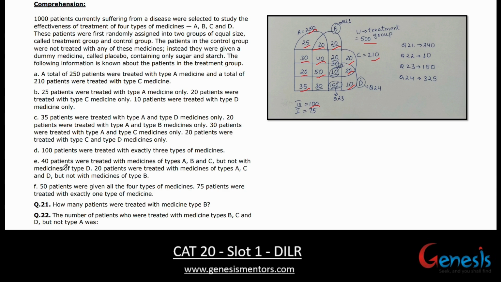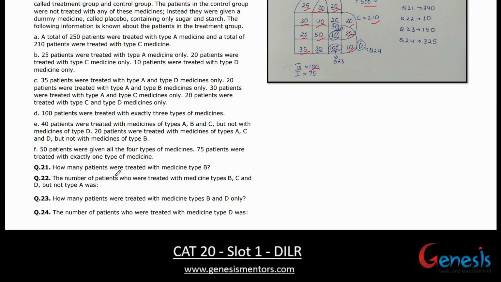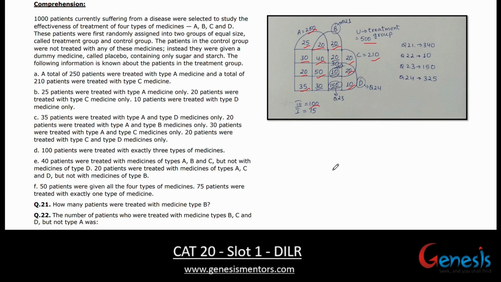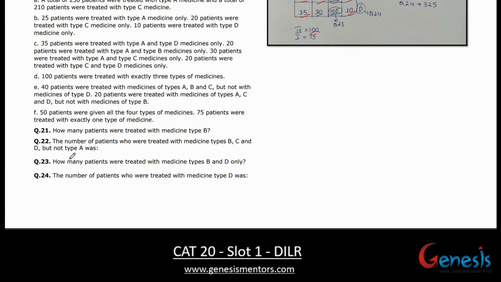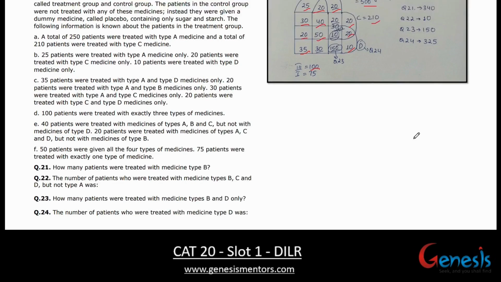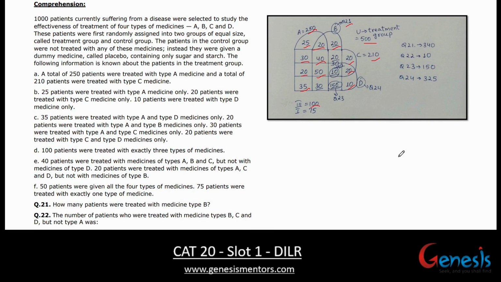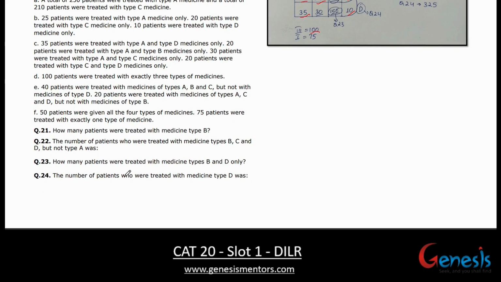Right. So we are done with the conditions. What is asked? How many patients were treated with medicine of type B? Right. So question number 21, we need to find complete B. The number of patients who were treated with medicines type B, C, D but not A. Third region of B, C and D. So what we need to find for question number 22 is B, C and D, third region. So we need to find this value.